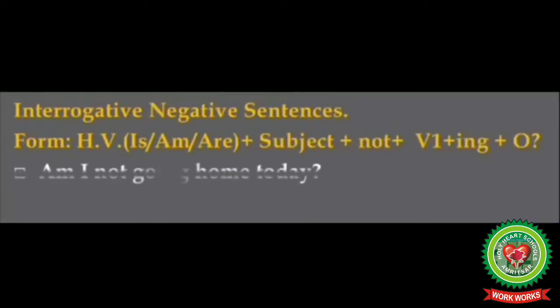So now coming up to interrogative negative sentences. The form for the same is helping verb, that is, am or are, plus subject, plus not, plus present form of the verb plus ing, plus object, followed by a question mark. For example, am I not going home today?